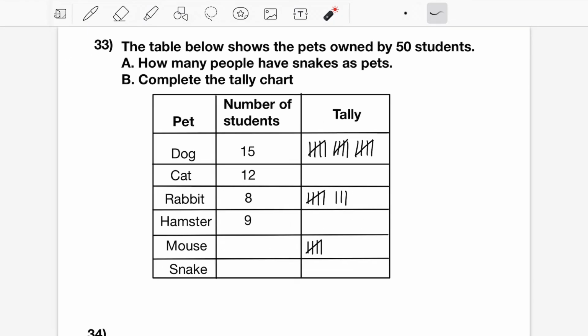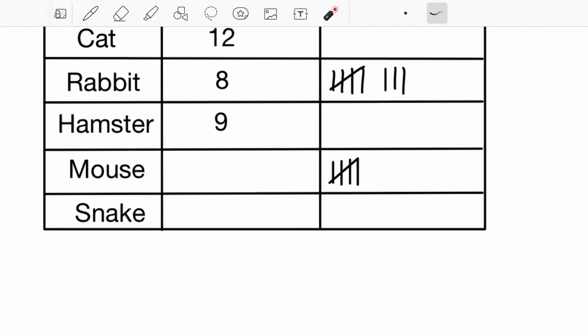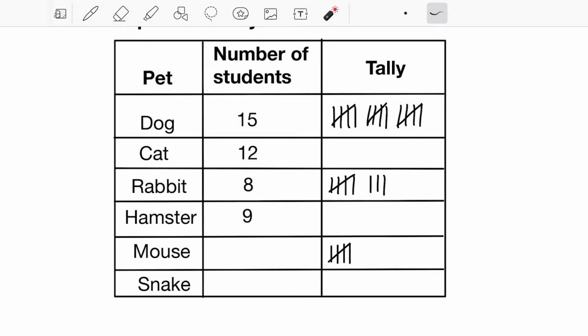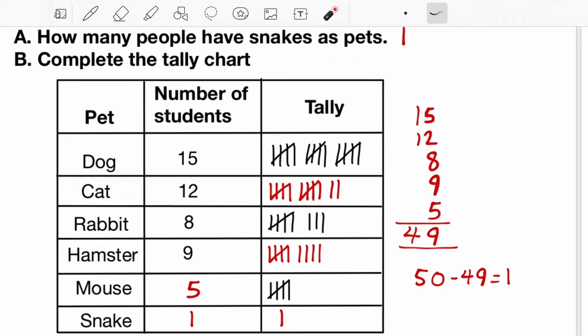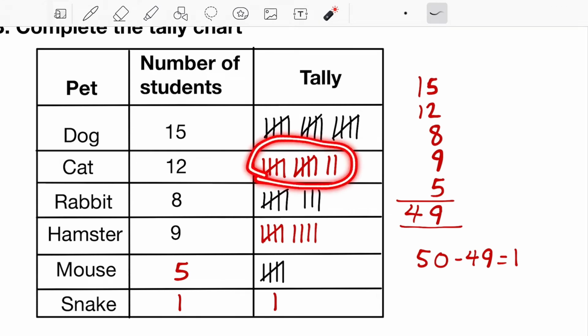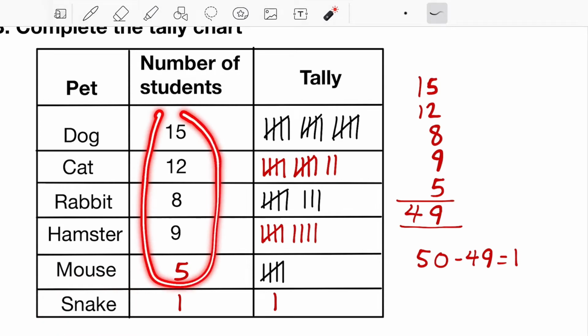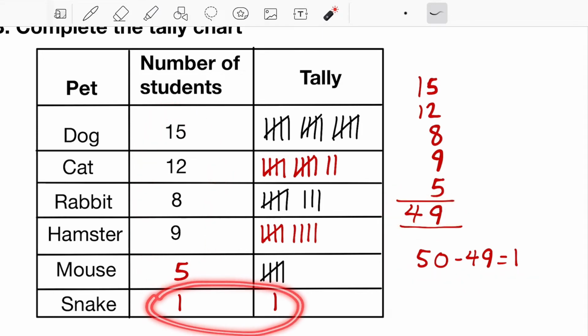Number 33. How many people have snakes as pets? So let's begin by filling out the table. So here, this is how we write 12 as a tally, 9 and 5. So what we must do to determine snake is to add these numbers up. When we do that, we get 49, and take it away from the total, and we get 1. So 1 for snake.